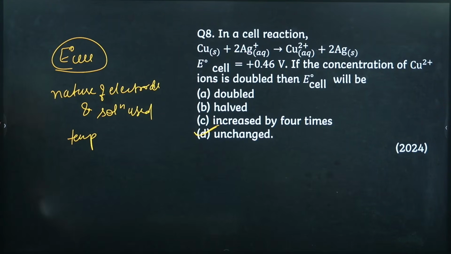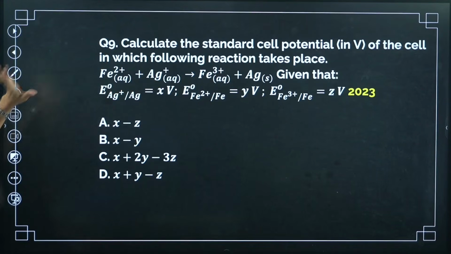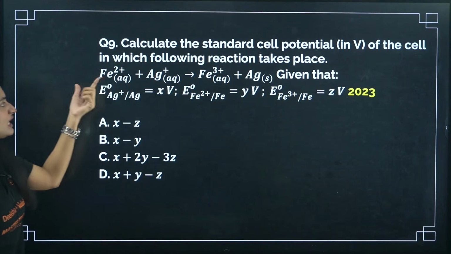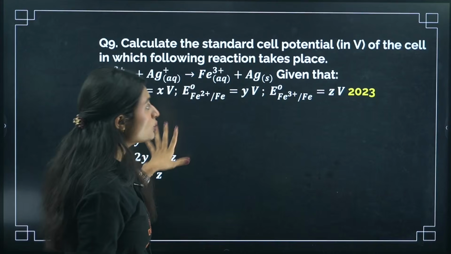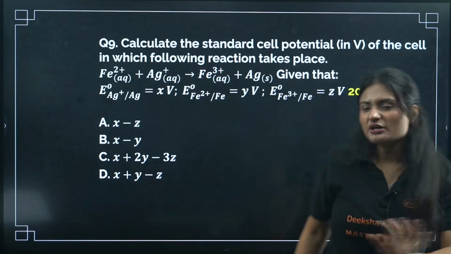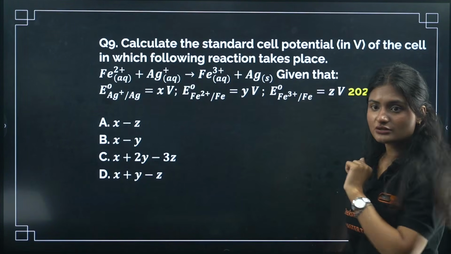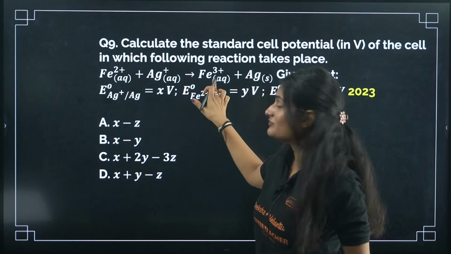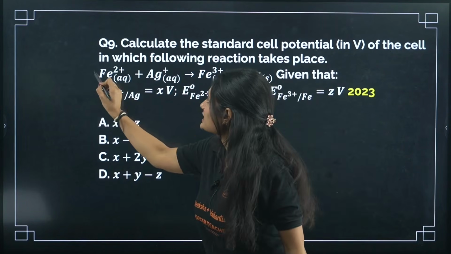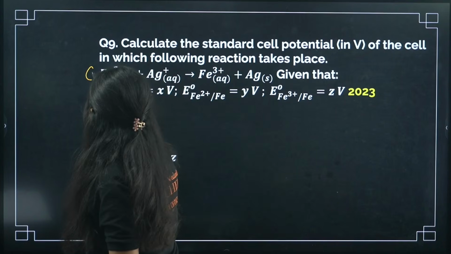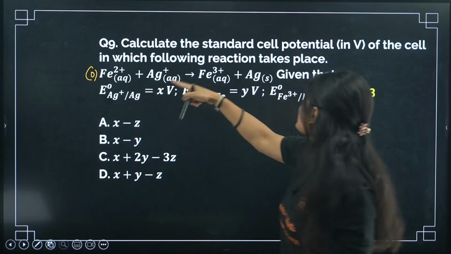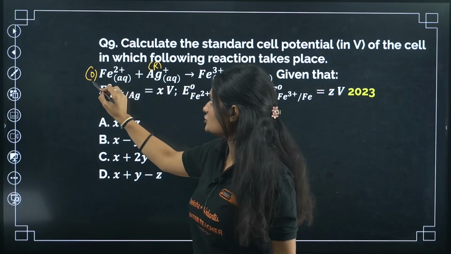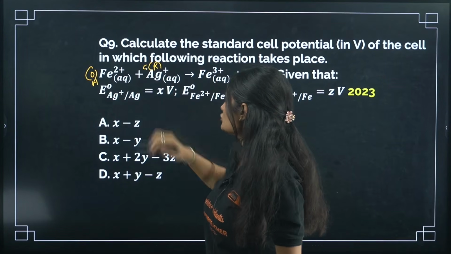Okay, next question. This is actually a very nice question. We are asked the electrode potential for this whole cell, but we are given these three values. So let's check: Fe2 positive is getting converted into Fe3 positive, that means it is getting oxidized. Ag positive is getting converted into Ag, that means it is getting reduced. So this is your anode and this is your cathode.